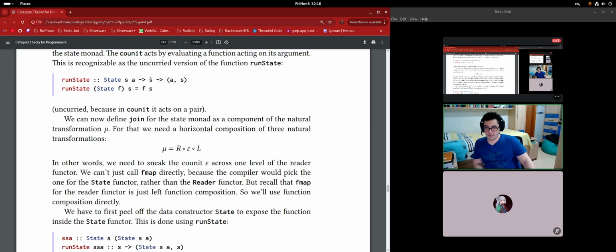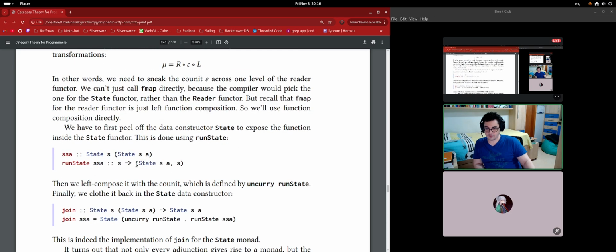So we're going to grab the function and apply s to it. So we're going to apply this thing here to the function. But this is a function that will give us another state. Then we left compose it with the co-unit, which is defined by uncurry run state. So this is why I think the type Tetris is kind of hard, because how do you read this? Well, you read this as join of SSA equals state of the uncurried run state after run state of SSA. That's how you read it.